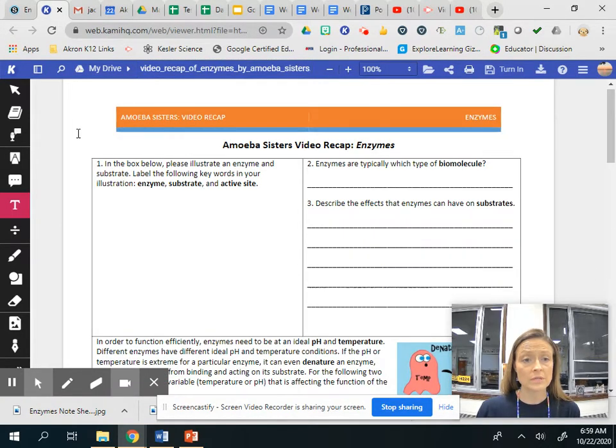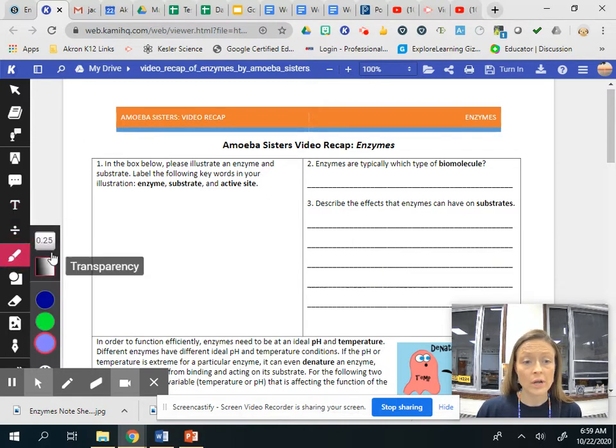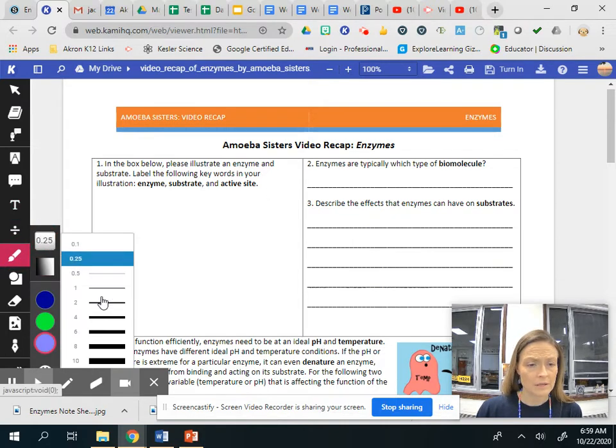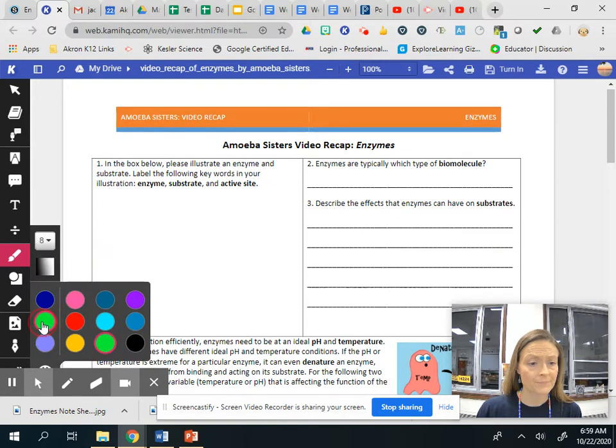And so here's number 1. It says, in the box below, please illustrate an enzyme and substrate. Label the following keywords in your illustration. You need to label the enzyme, the substrate, and the active site. In the video, I think they use Pac-Man. So use a simple shape like that. You can use your drawing tool.